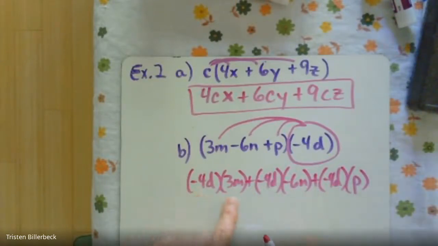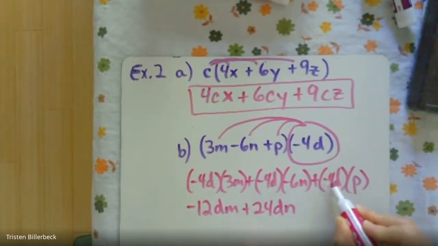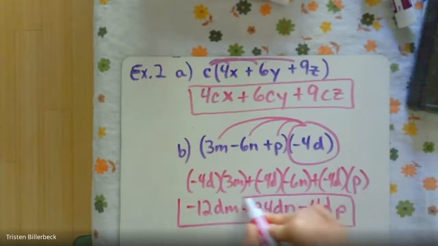Okay, so negative 4 times 3 is negative 12dm. And then plus, and we have negative 4 times negative 6. So two negatives make a positive. So we have plus 24dn, and this is minus 4dp. Okay, and there's nothing that is a like term because this is dm, that's dn, and this is dp. So that's as simplified as we can take it.